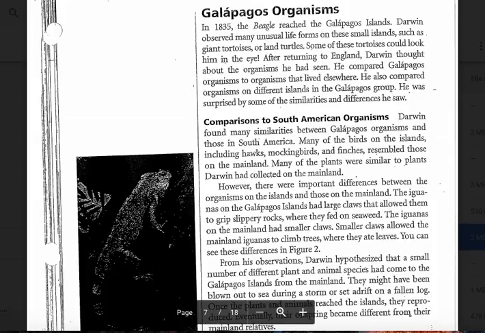Galapagos organisms. In 1835, the Beagle reached the Galapagos Islands. Darwin observed many unusual life forms on these small islands, such as giant tortoises or land turtles. Some of these tortoises looked him in the eye. After returning to England, Darwin thought about the organisms he had seen. He compared Galapagos organisms to organisms that lived elsewhere. He also compared organisms on different islands in the Galapagos group. He was surprised by some of the similarities and differences he saw.